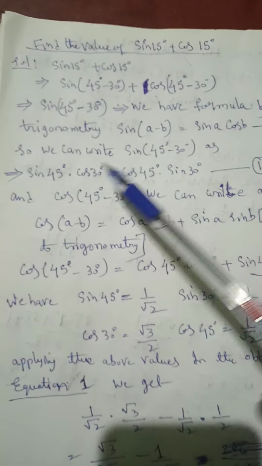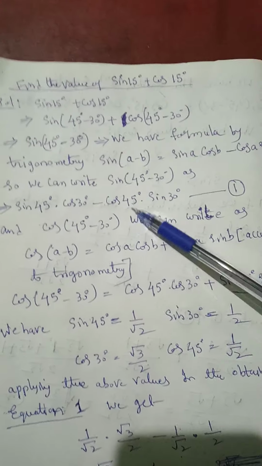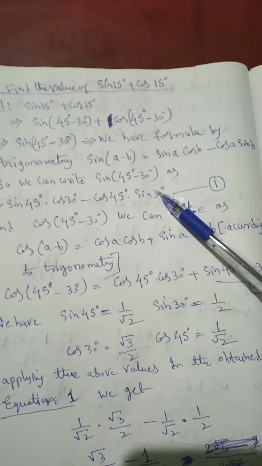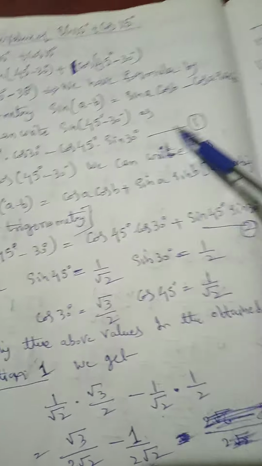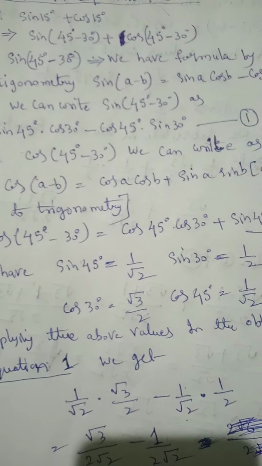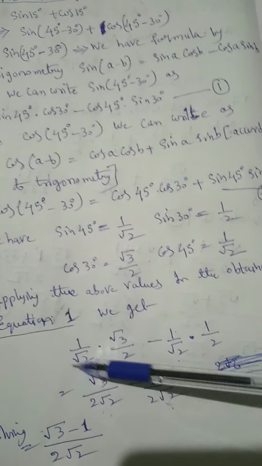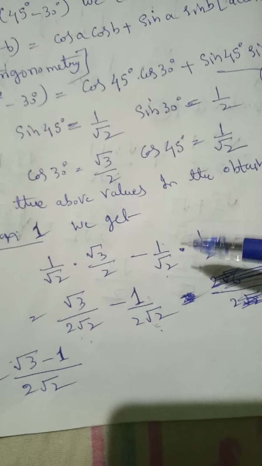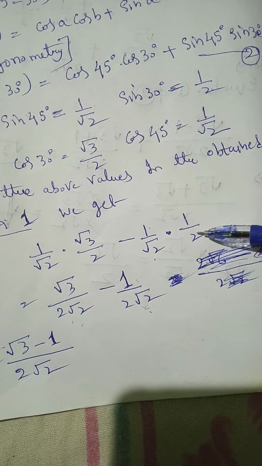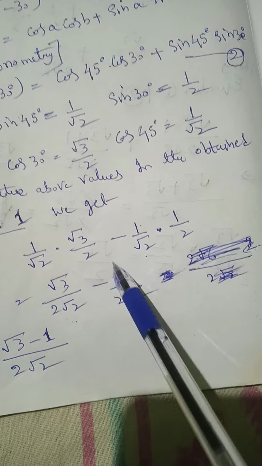Sin 45 we have the value, cos 30 value we have, cos 45 value we have, and sin 30 value we have. So if we substitute these values in the first equation, what will we get? Sin 45 equals 1 by root 2 into root 3 by 2 minus 1 by root 2 into 1 by 2. By solving this we get root 3 by 2 root 2, and by solving this 1 by 2 root 2.